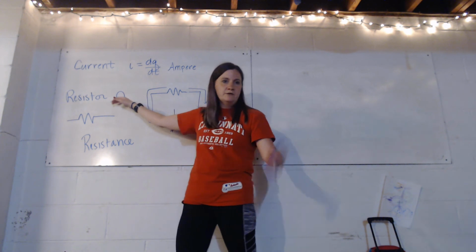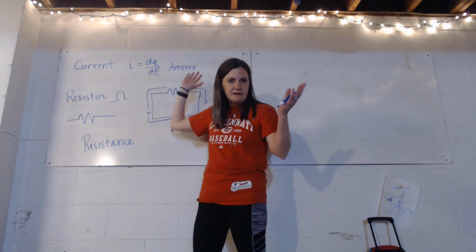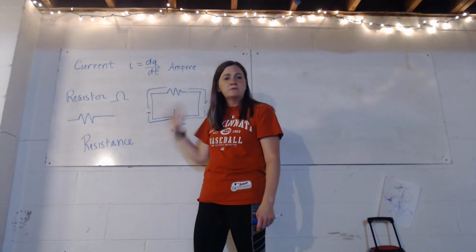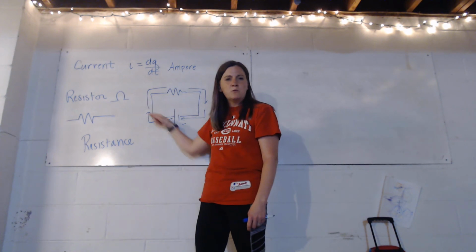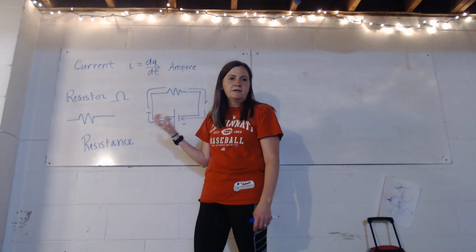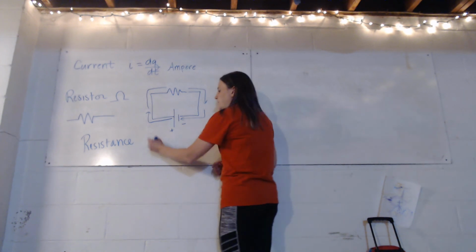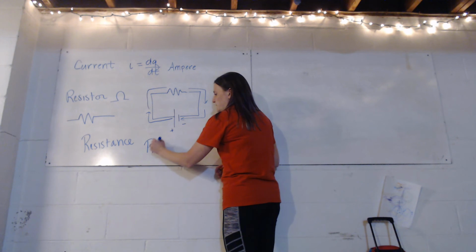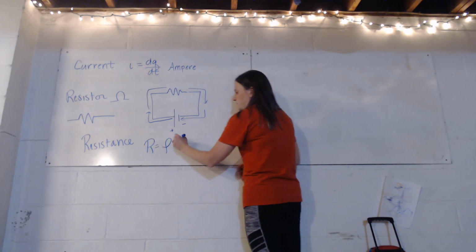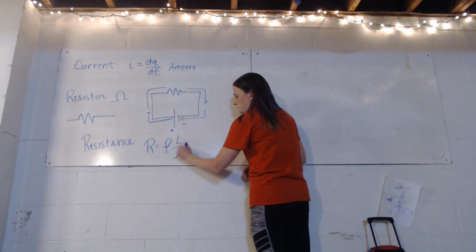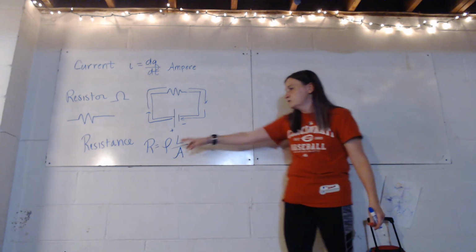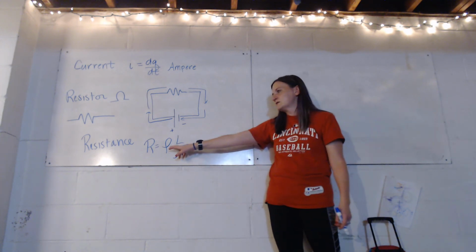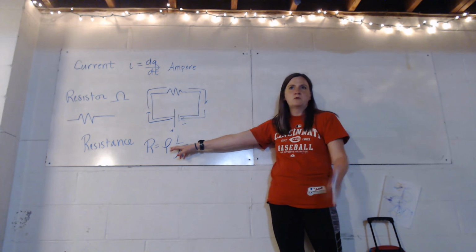They'll say, oh, I have a 100 ohm resistor I put into a circuit, and that's that. But the resistance of something, particularly wire, is a physical property of the thing itself. And so we say resistance is equal to rho times L over A, where rho is a resistivity constant, a physical property of the material.